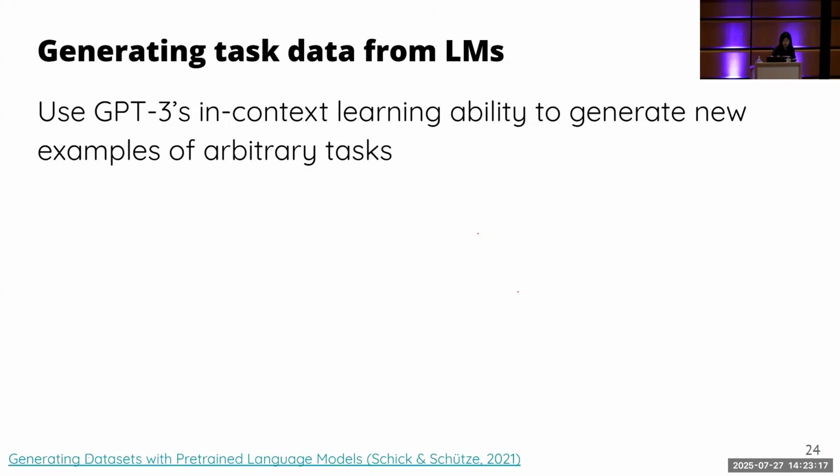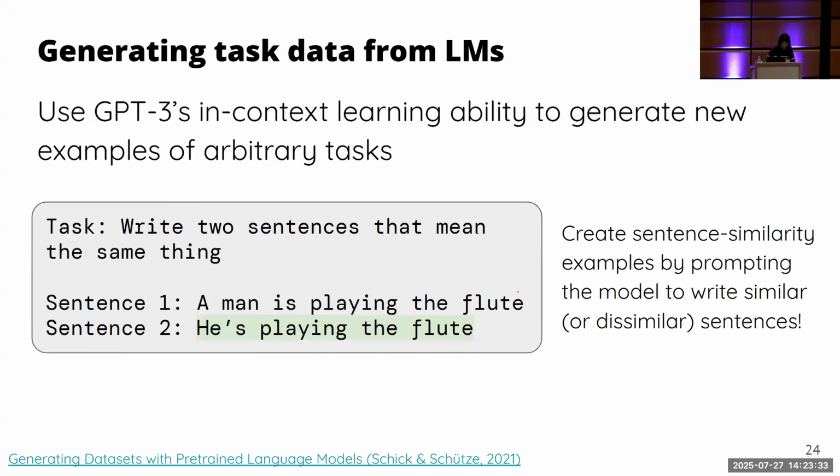And crucially, when GPT-3 introduced this idea of in-context learning, where the model can perform arbitrary new tasks as long as you can describe that task in natural language via in-context examples. So this enabled a new application of using language models for data generation. As long as you can provide examples of the task that you're interested in, the language model will naturally continue with examples of the same task.